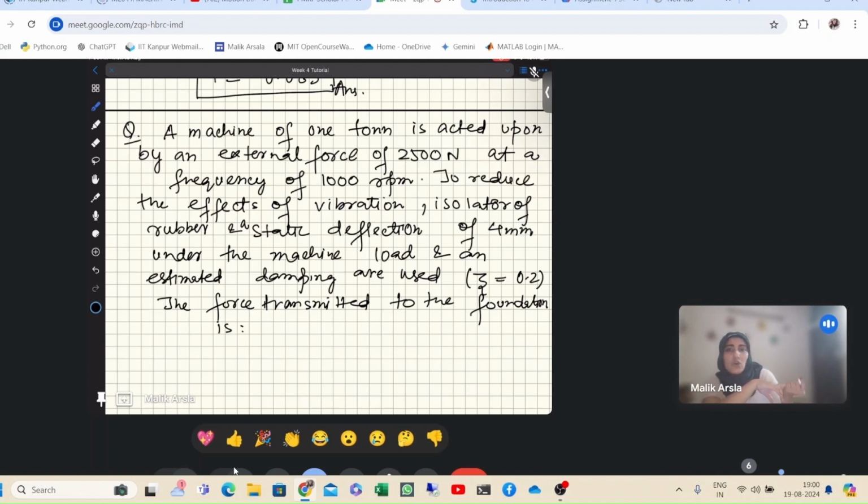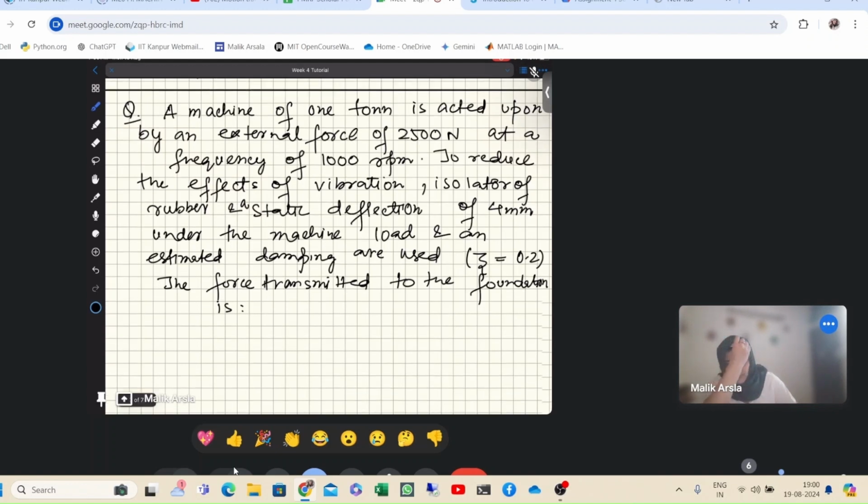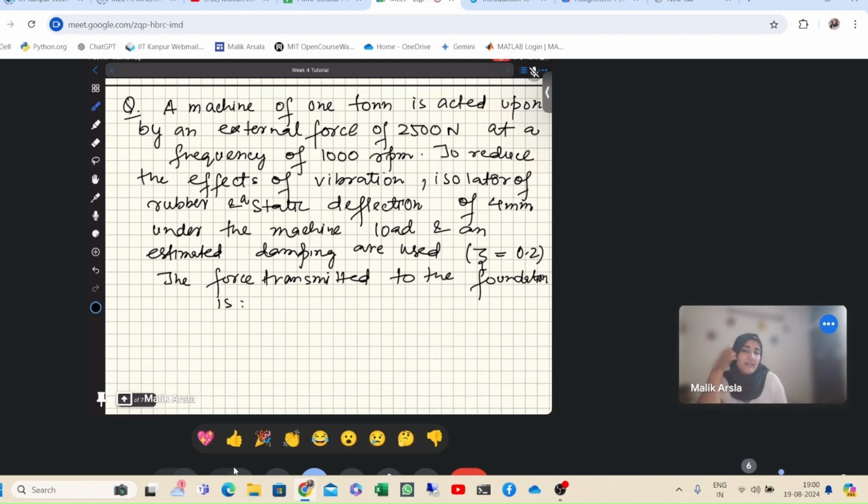So basically it's talking about stiffness. We use an isolator, a stiffness, and a damping to reduce those effects of vibrations. Now after we incorporate these things, it's asking what the force is transmitted to the foundation. So you have to find that out. You can maybe give it a try, then we will discuss the solution. You have to find the transmitted force. How should we do it?